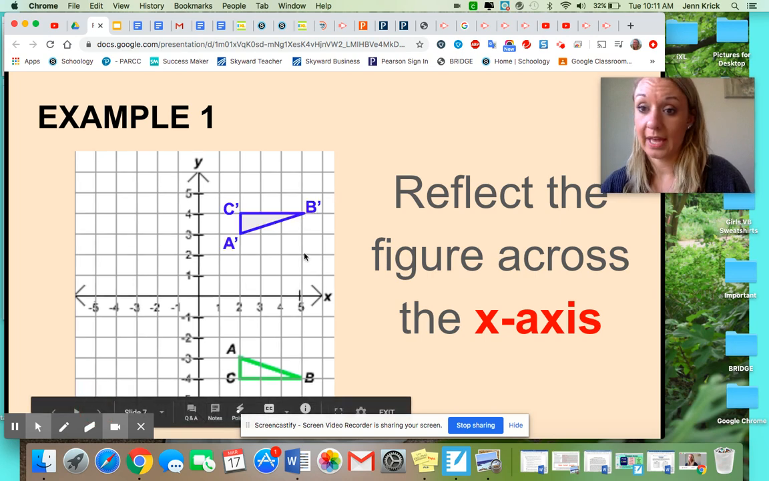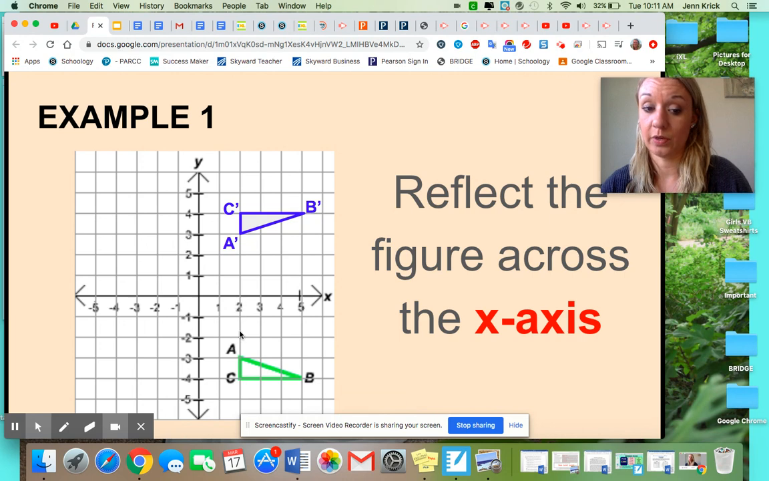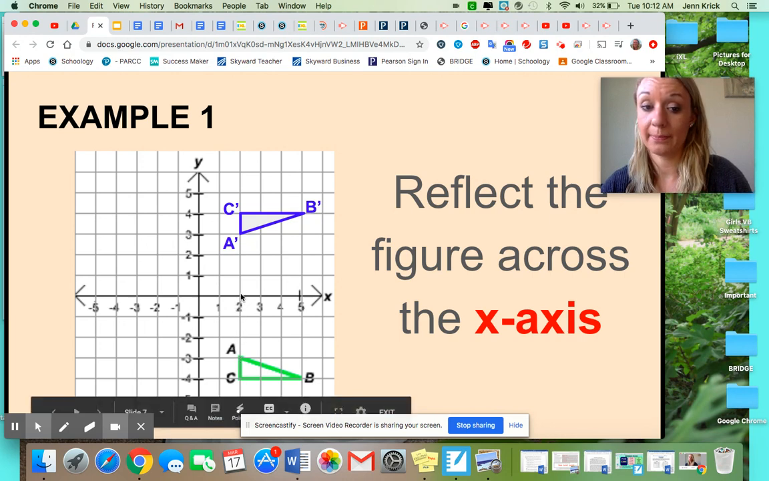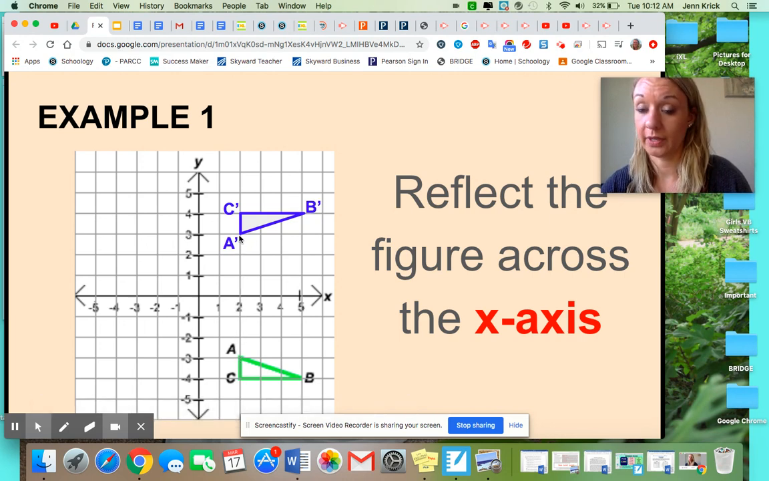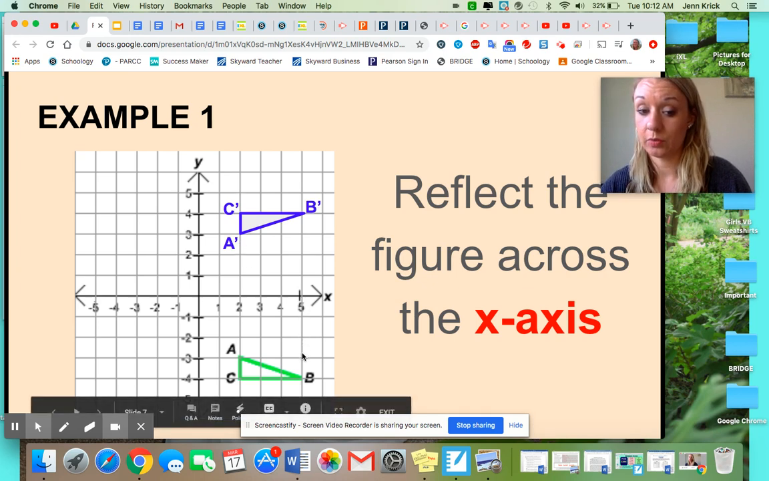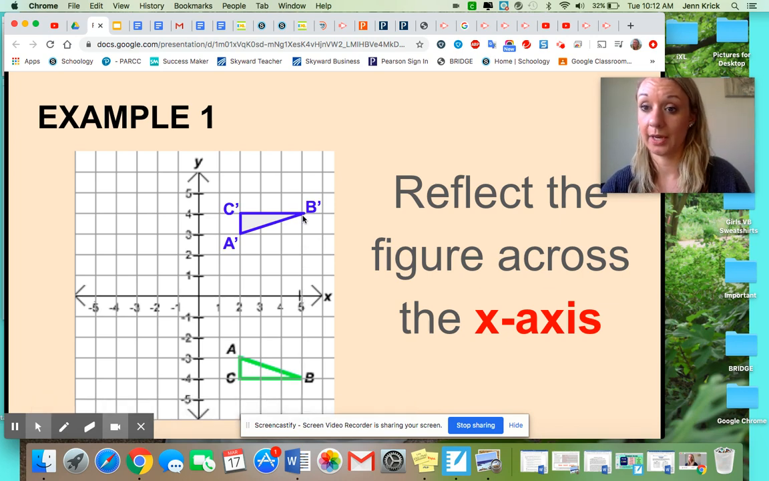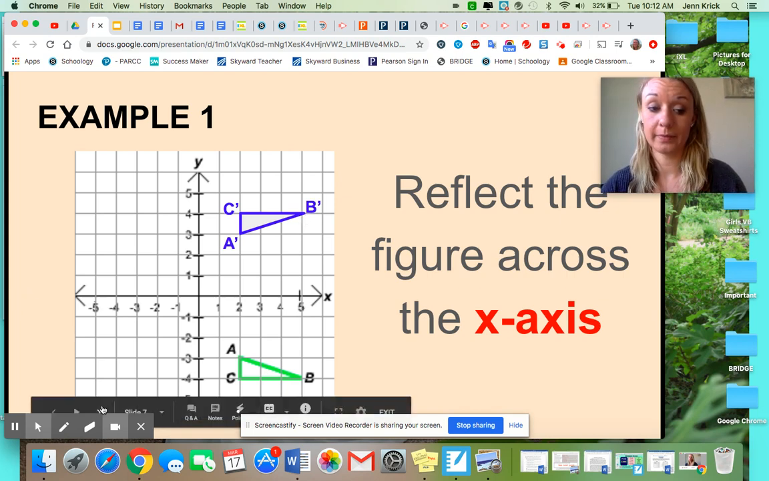If you're looking at it, this is how it would look. This is my x-axis here. I see that A is 1, 2, 3 away. So A prime will be 1, 2, 3 away here. I see that B is 1, 2, 3, 4 away. So when you flip it over the x-axis, it's got to be 1, 2, 3, 4 away here. Remember, every single point is equidistant from that line of reflection. Green is our pre-image, blue is our image.